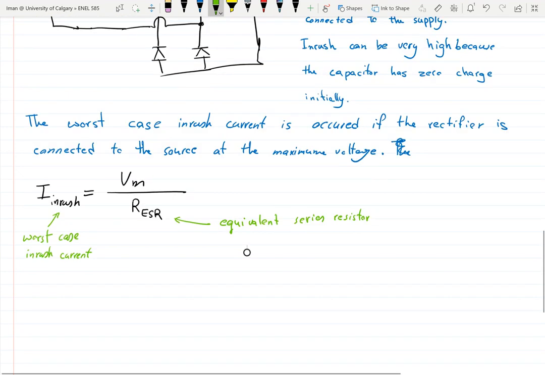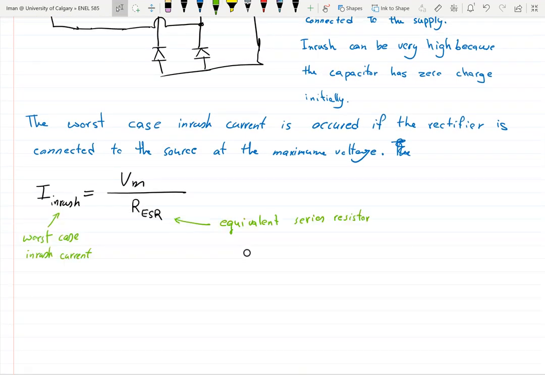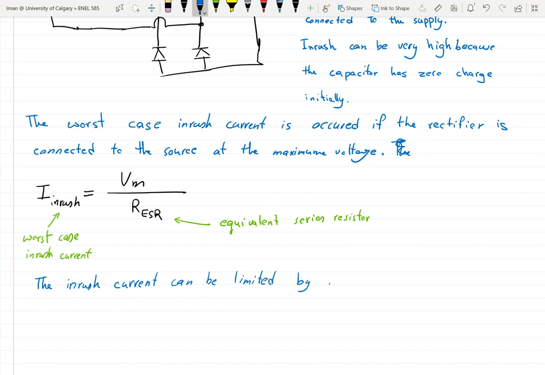Okay, so to limit that, typically it is limited by adding a resistor in series with the source. But this usually causes a lot of loss. So what they usually do is they use a PTC and a relay, or they use NTCs here in order to limit that inrush current.